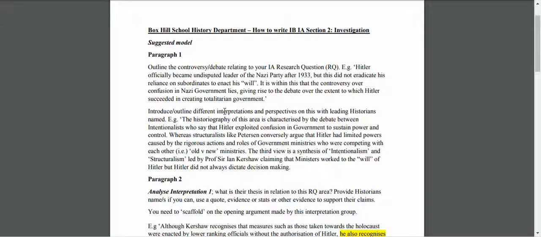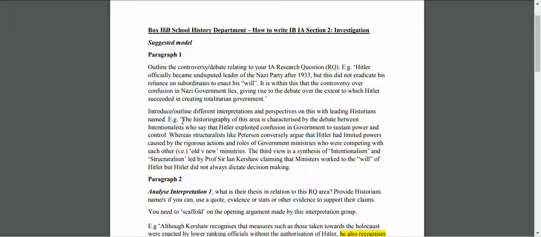And it would also be very important for you to be able to name historians. Okay, it's not really good enough to say some historians say, or there are some historians who think. You really must be able to quote historians directly. So I've got an example here for you.